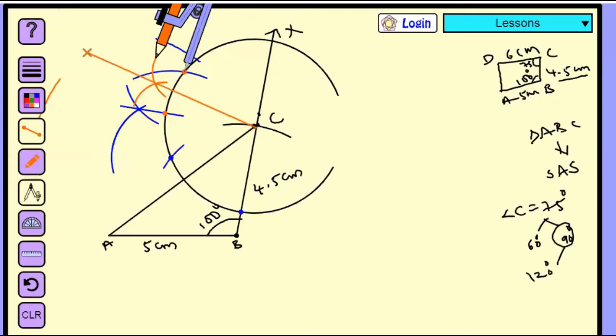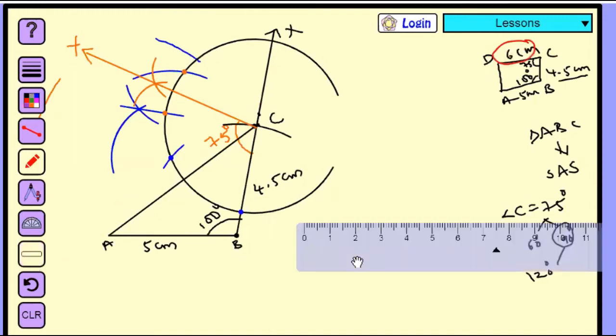So draw a ray CY now. Now label it with C and Y. Here angle C we are getting 75 degrees. Now we are going to locate the point D on this CY ray. Why? Because we know the length of C to D is 6 centimeters.